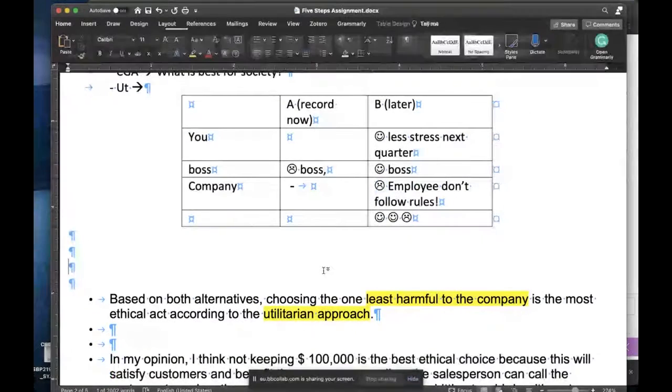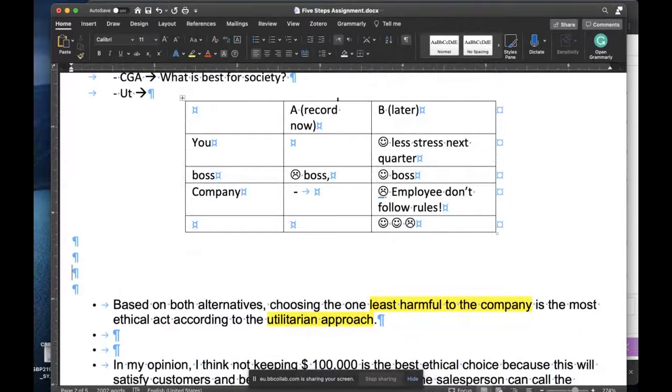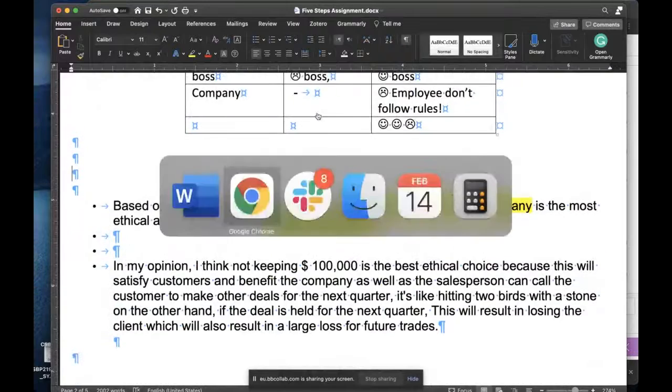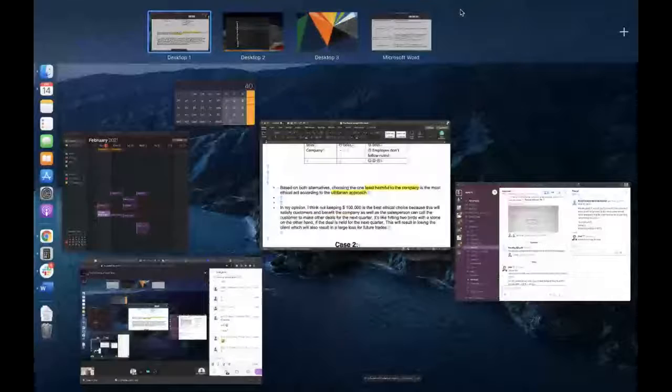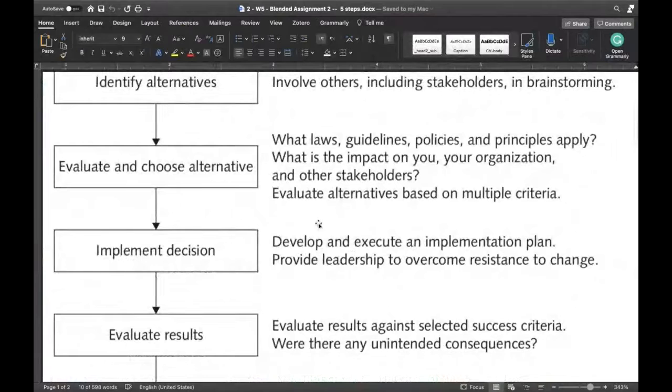And then you say, I go for option A or B, for example, it doesn't matter. And then here you're missing a small step, which is, what is it?